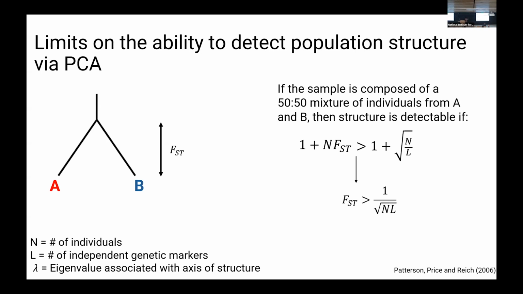If you assume a 50-50 mixture between the two, which is what they do, you can derive the theoretical eigenvalue associated with the signal. It would be 1 plus n times FST. And so they solve for what the FST needs to be, or the sample size and number of SNPs you need, to be able to detect a given signal of structure in your genetic datasets. And they find the solution.